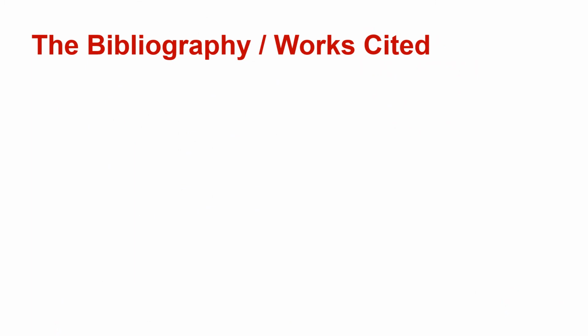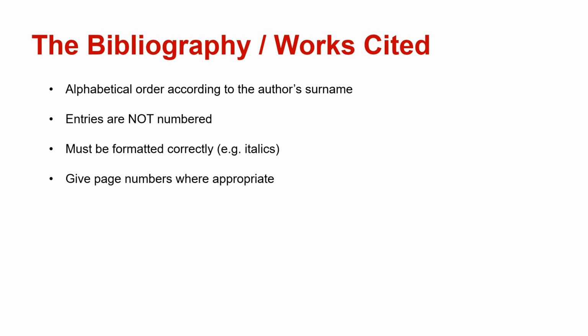The bibliography or works cited supplements the information you've provided in your footnotes and allows a reader to consult the sources that you have referenced in your essay for verification. There are some key points. Firstly, that the works should be arranged in alphabetical order according to the author's surname. And the surname comes first and the first name comes second after a comma. Secondly, entries aren't numbered and they also don't need to be put in bullet points. They must also be formatted correctly.